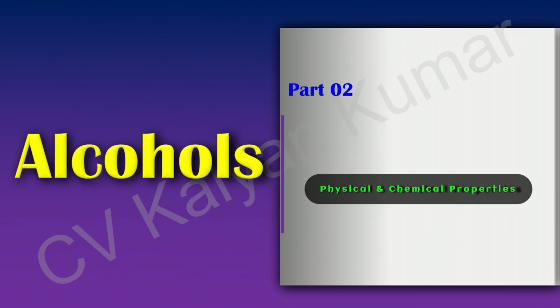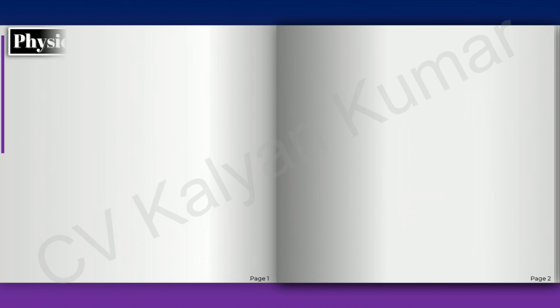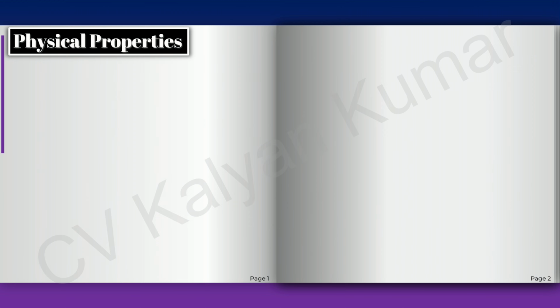Alright, so here we go. Physical and chemical properties. The first one that we're going to talk about is the physical properties. Now, C1 to C11 are colorless liquids and the higher alcohols are solids. As we know, as the number of carbons increase, the van der Waals forces increase and that would make the alcohols go into a more condensed state.